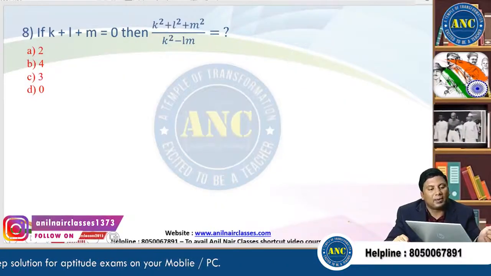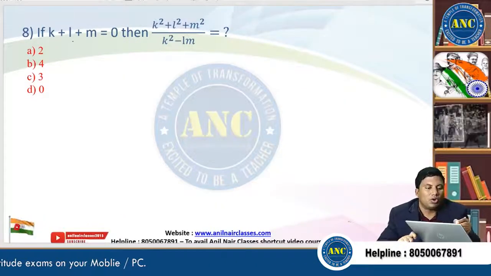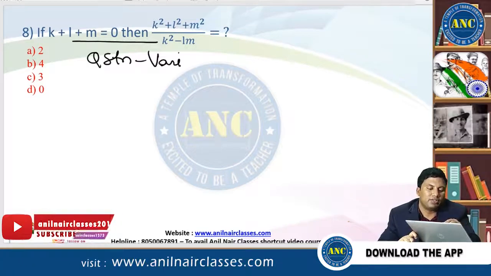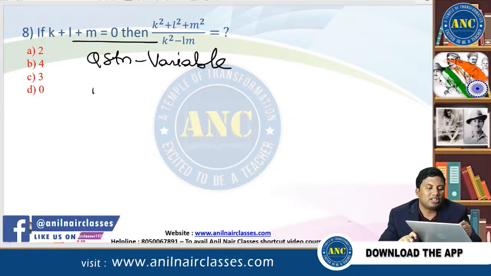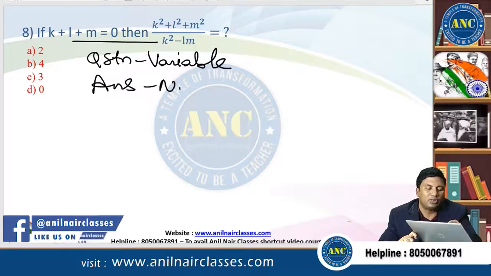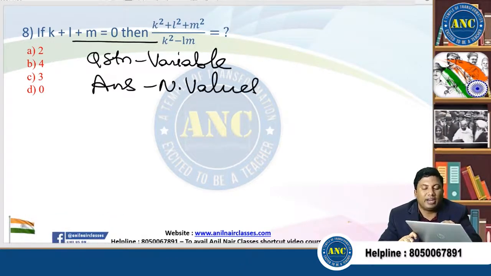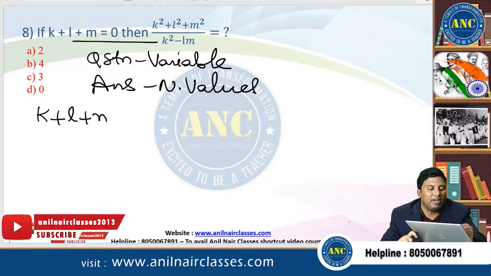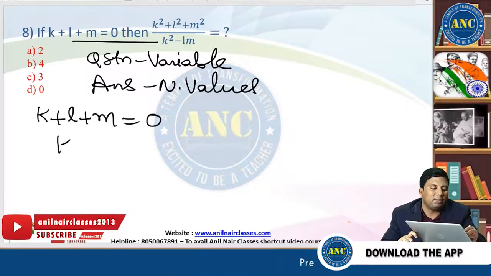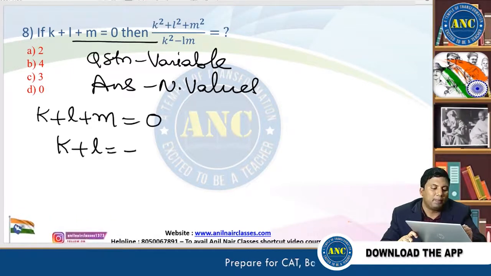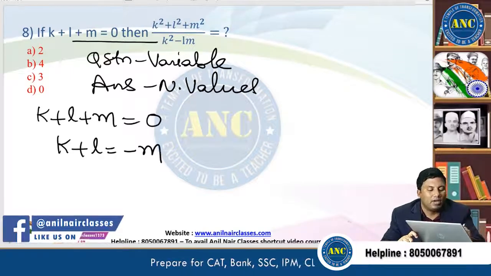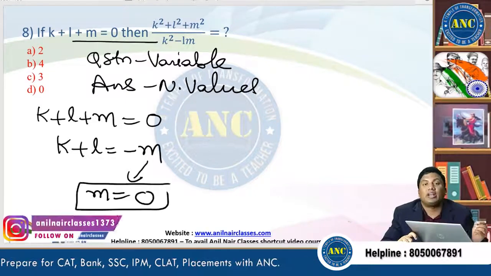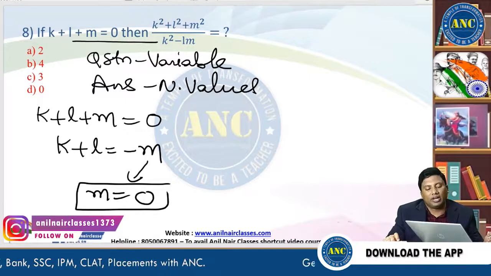K plus L plus M is equivalent to 0. The question contains variables, the answer contains numerical values. If the question contains variables and the answer numerical values, make the dependent variable 0. K plus L plus M is 0, so K plus L is minus M. What is the dependent variable? M.